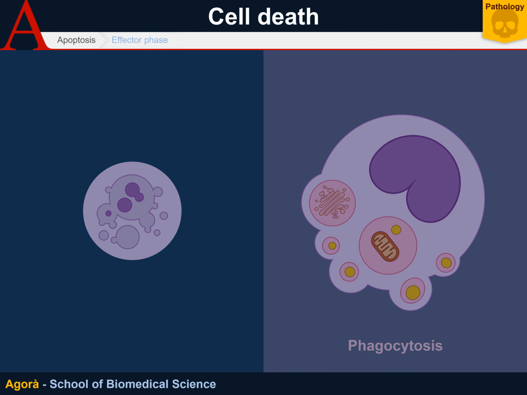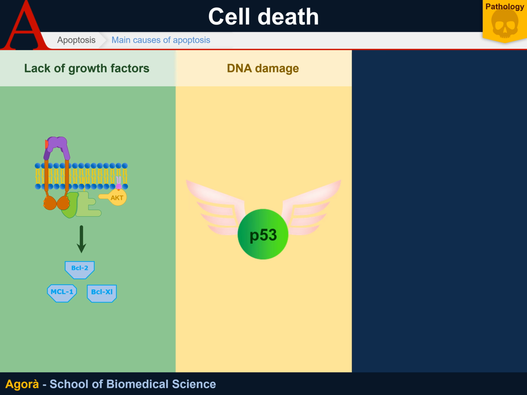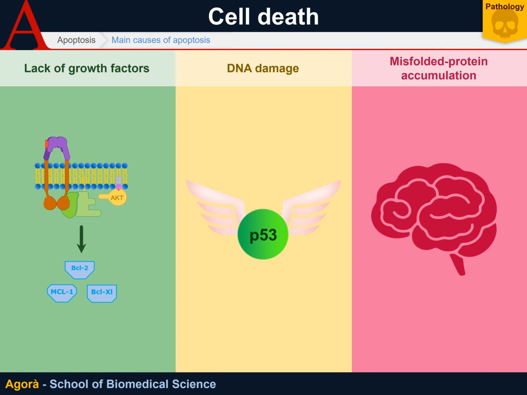So, as we saw earlier, the main causes of apoptosis are the lack of growth factors, since receptors of growth factors activate anti-apoptotic BCL, then DNA damage, since damaged sensor proteins can activate pro-apoptotic BCL, and misfolded protein accumulation. The exact mechanism inducing apoptosis isn't clear yet, but we do know that apoptosis plays a remarkable role in neurodegenerative diseases and that apoptosis is essential for the immune system.